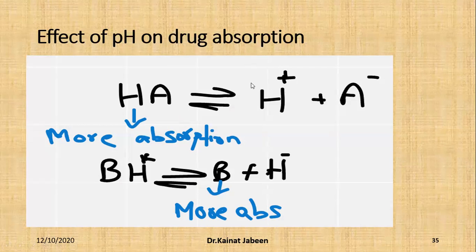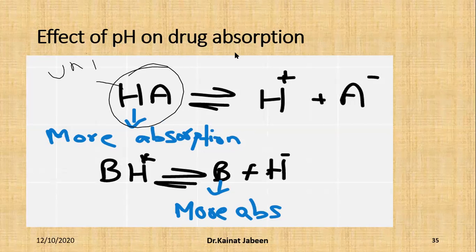Here is the example for the acidic and the basic drug. Normally, our drugs are present mostly in weak acid or weak basic form. So HA is the acidic drug, weak acidic drug. It is present in an unionized form. Unionized form means it is lipophilic. So it can absorb more easily.